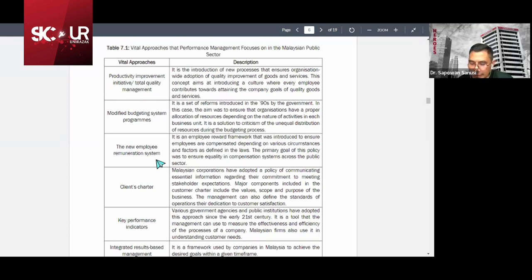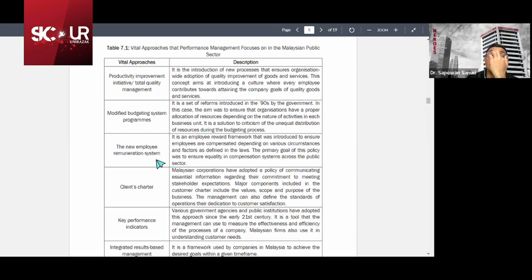Okay, we call it Pelan Penstrukturan Gaji Kaki Tangan Awam 2024. We call it Skim Perkhidmatan dan Penjawatan Semula dan Pewujudan Grading ataupun penentuan gaji, because it is the restructuring of the salary. This is one of the ways the government wants to move forward to become more strategic. That's why they're focusing on performance management.